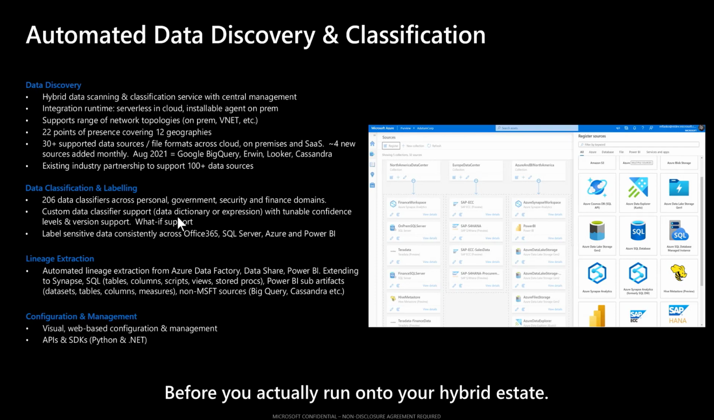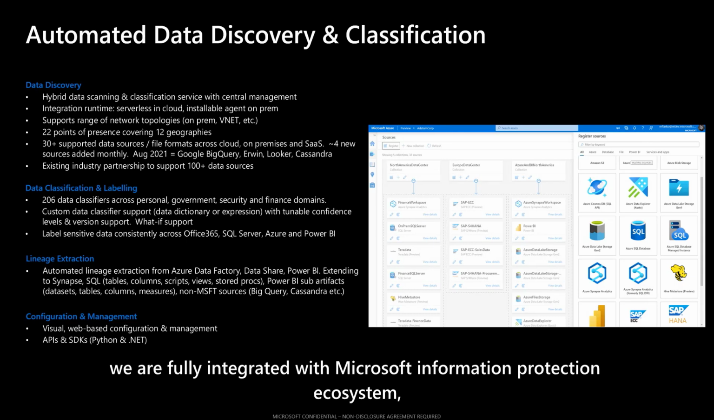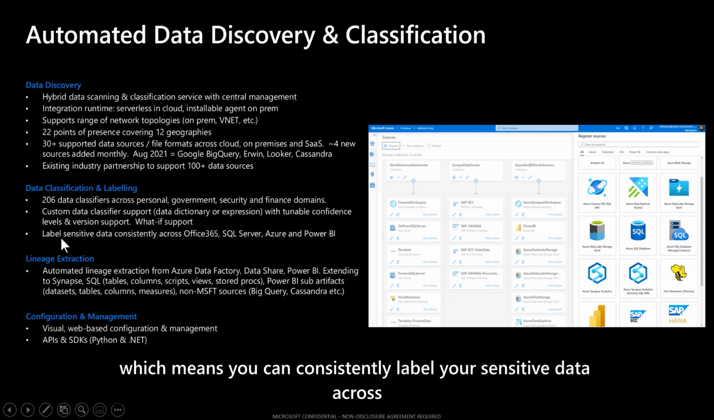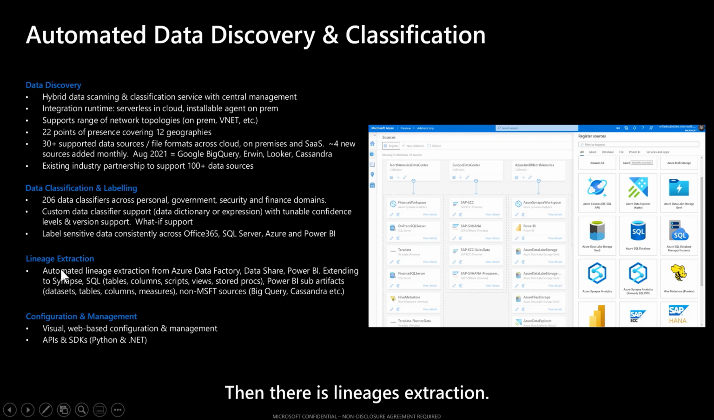before you actually run onto your hybrid data estate. As I mentioned in the previous slide, we are fully integrated with the Microsoft Information Protection ecosystem, which means you can consistently label your sensitive data across Office, SQL Server, Azure, and Power BI with Azure Purview as well. Then there is lineage extraction.